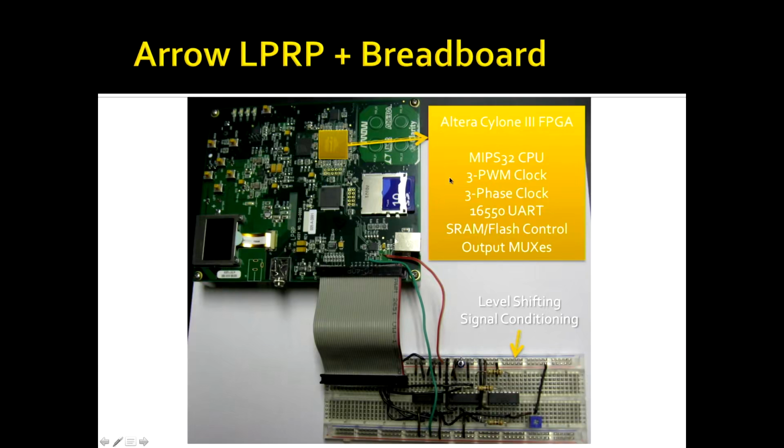That's the 3 PWM clock generator that I showed you before, the polyphase clock generator. It's got a regular 16550 UART. It's got some driver functionality for SRAM and flash control, and then some output multiplexers to switch between your low-speed normal signal and your high-speed glitch signal. And then this messy breadboard at the bottom is just doing voltage level shifting and signal conditioning and buffering, so that the end target in the FPGA, for example, doesn't get blown up if the target device is running higher voltages than the FPGA.